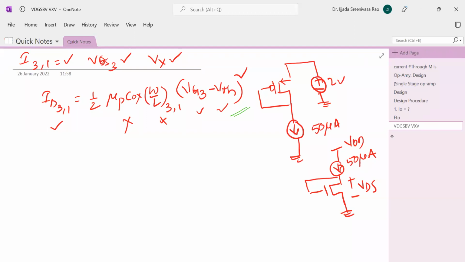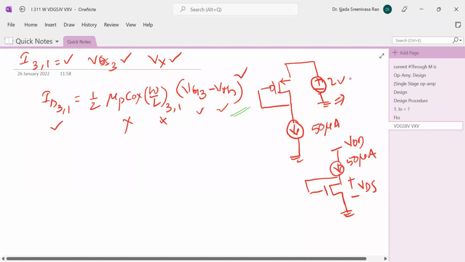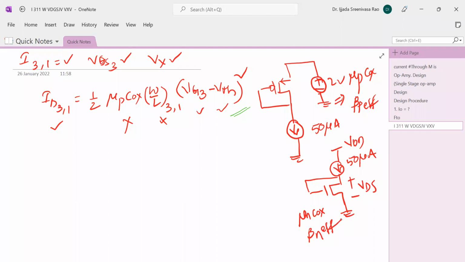From this simulation, you can find two things. This is a PMOS, so you can find mu P COX and beta P effective. For the simulation of this NMOS circuit, we can get the mu n COX value and the beta n effective value also. These are required because we should take two equations to solve for the two W by L ratios, of course. And one more thing.